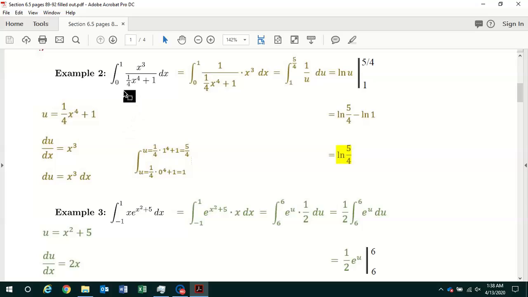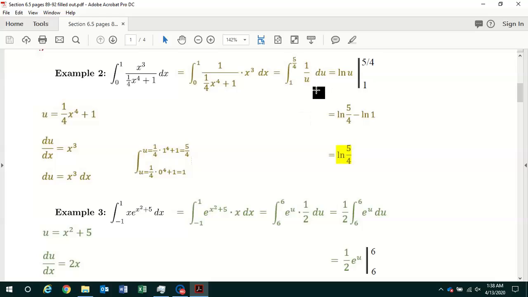And when we plug in 0 for x, we have u equal to 1/4 times 0 to the fourth plus 1, which is just 1. And then we plug in 1 for x, and we get u equal to 1/4 times 1 to the fourth plus 1, which is equal to 5/4 as a fraction. So the limits of integration for the variable u are 1 and 5/4.